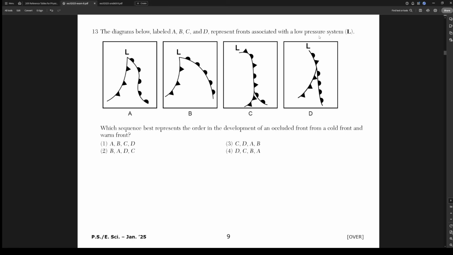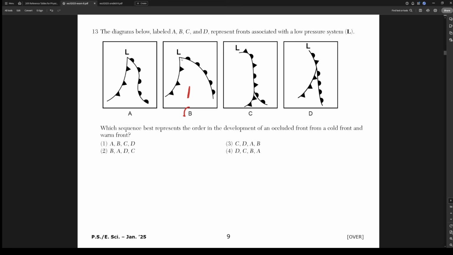All right. We have a low pressure system, and there's some fronts here. We got a cold front and a warm front, and it looks like there's an occluded front over here. Which sequence is the correct order of the occluded front? So the way I like to do this is first the cold front and the warm front are sort of like this. So this is going to be step 1, classic low pressure cyclone.